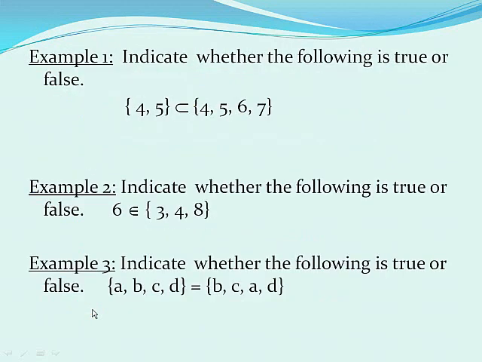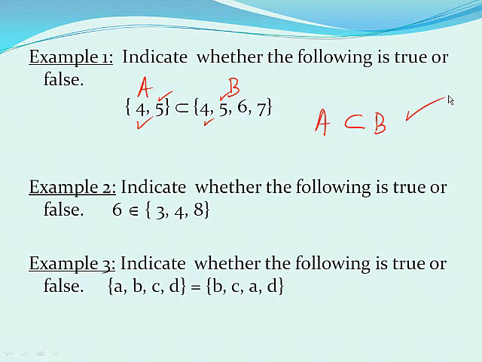Let's do some more examples. Indicate whether the following is true or false. The set {4, 5} is a subset of the set consisting of 4, 5, 6 and so on. If I call this set A and this set B, we need to check whether members of A are also listed in B. 4 is listed in B. The member 5 is also listed in B. So that means that every member of A is listed in B. So A is a subset of B. So this is true.